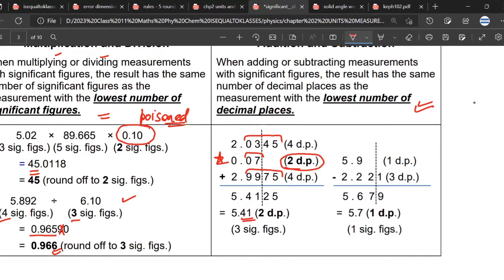Any doubt, Avantika? No. So again, if you look at this, this is addition, this is subtraction. This has after the decimal 1 digit only. So your final answer should have after the decimal only 1 digit.